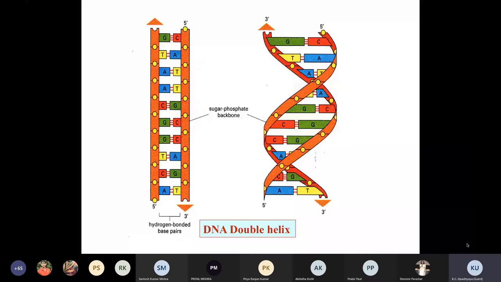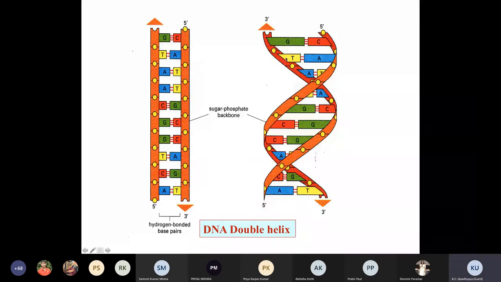So sugar phosphate makes the backbone. You see this, this is the backbone. And the bases are inside, which have a paired structure. Guanine pairs with cytosine and thymine with adenine. This, of course, is very introductory. You must be knowing all these things. But there are two basic features of this. One is that these two chains are anti-parallel to each other. There's a polarity involved there.